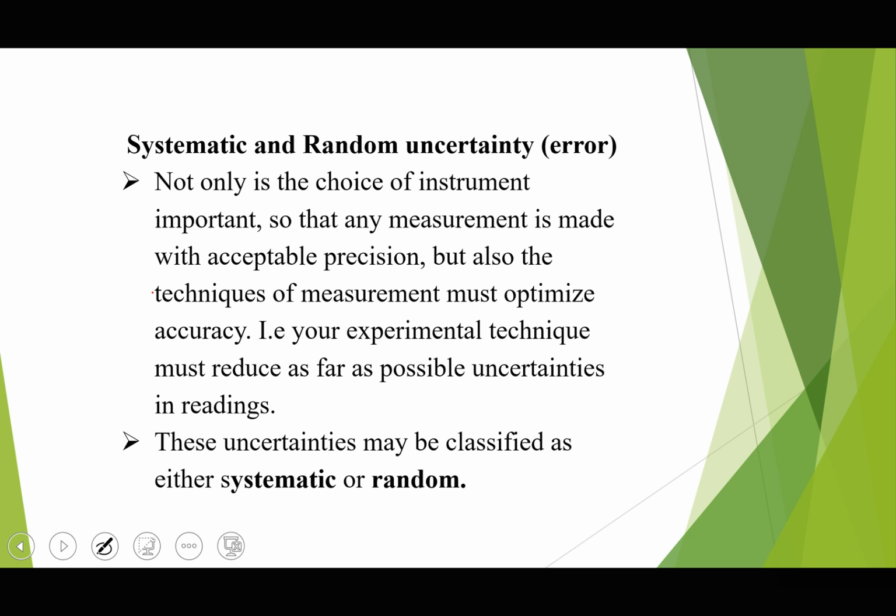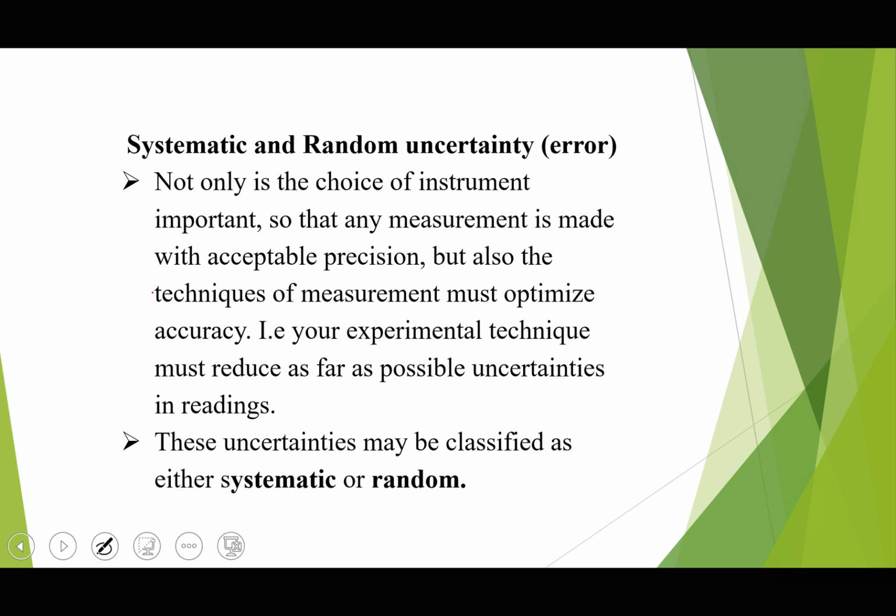We have seen that accuracy is affected by a systematic error. Precision is affected by a random error. So what is a random error and what is a systematic error? Let's understand this very fast.